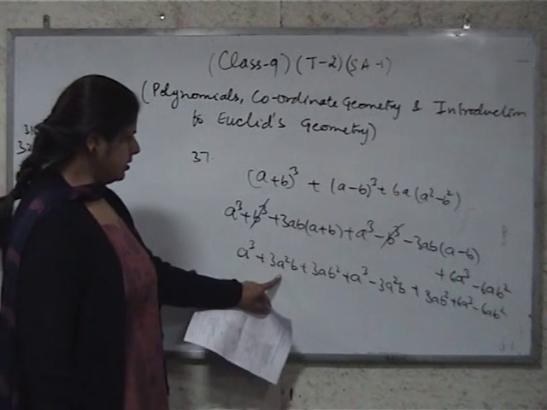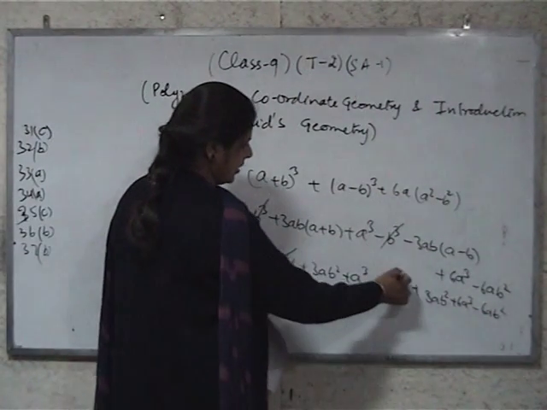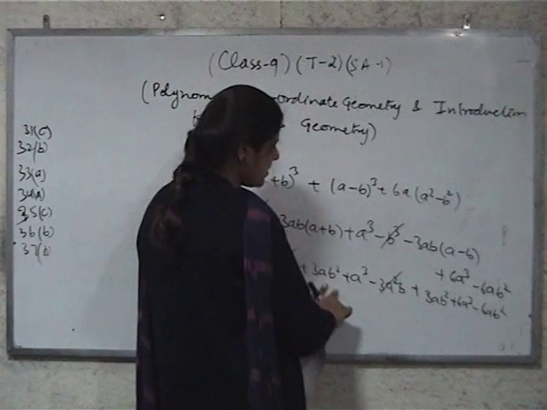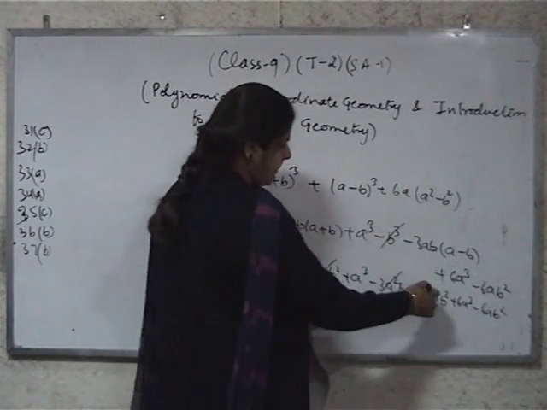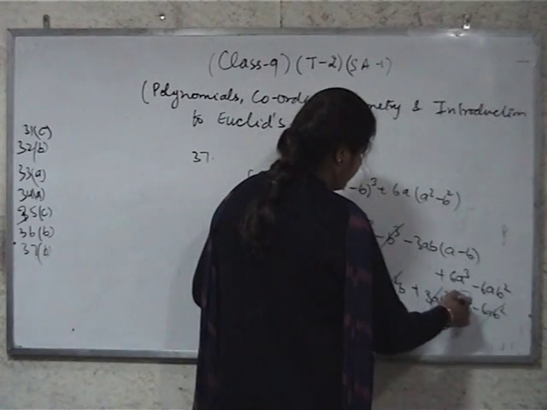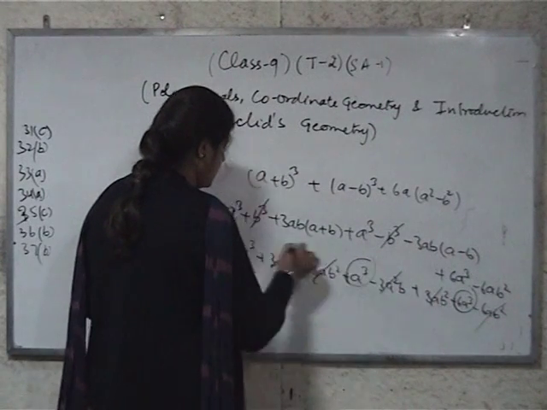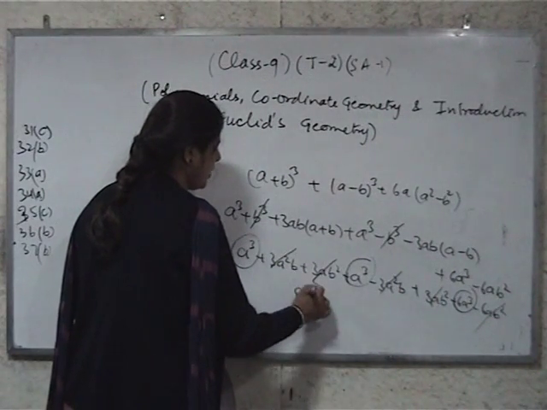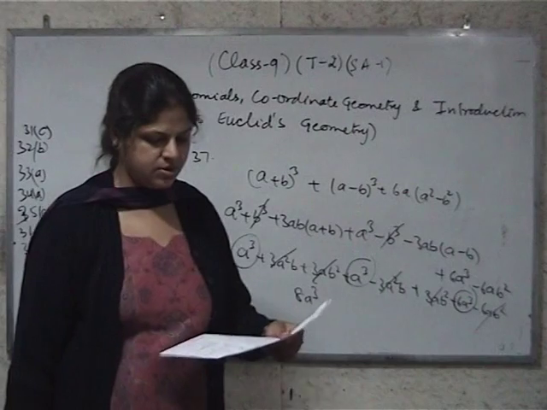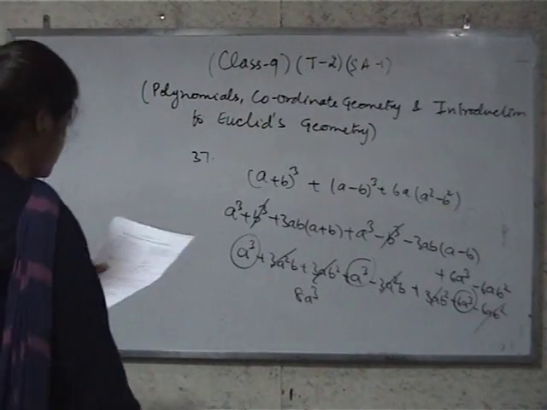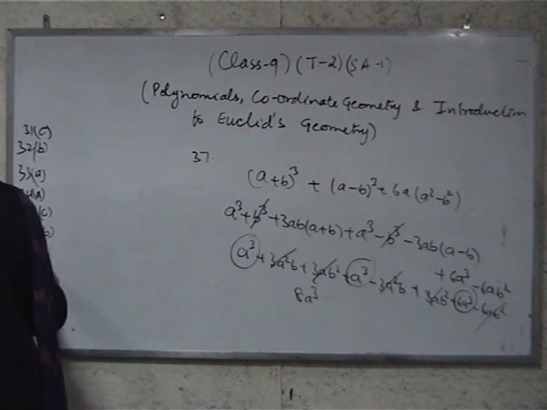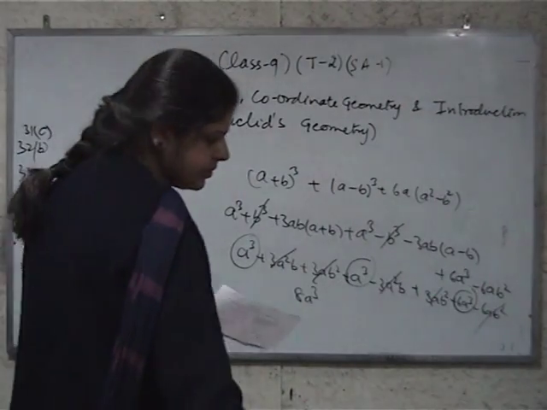3a square and minus 3a square. 3 plus 3, 6ab square minus 6ab square. We are left with 6a cube, a cube, a cube. So 8a cube is the answer. Next is question number 38, and the answer for this is alpha.